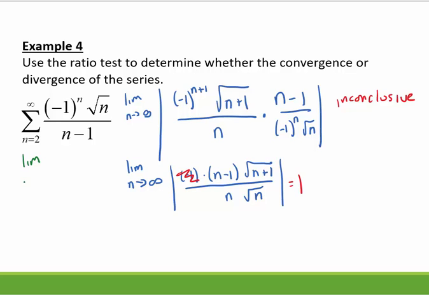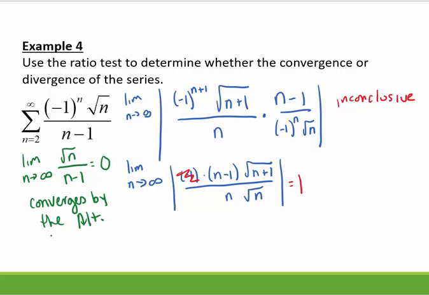And then we look at the limit as n goes to infinity of square root of n over n minus 1. As I go to infinity of this thing, the bottom is going to get bigger faster than the top, so this is going to 0. And remember that if you go to 0, this converges by the alternating series test.